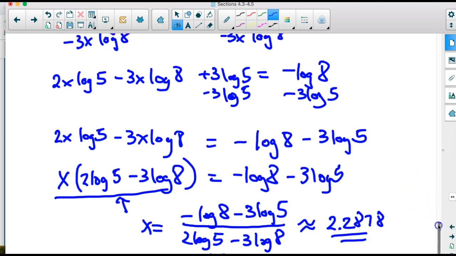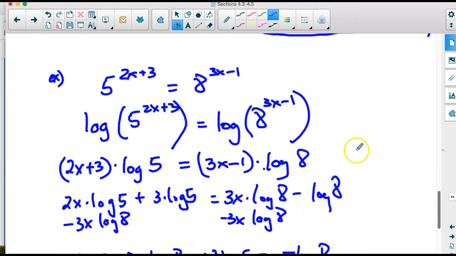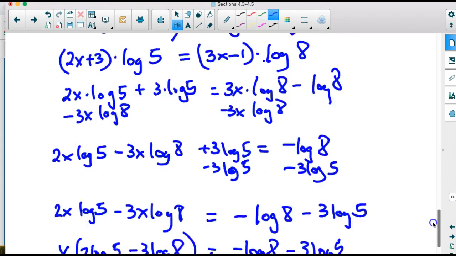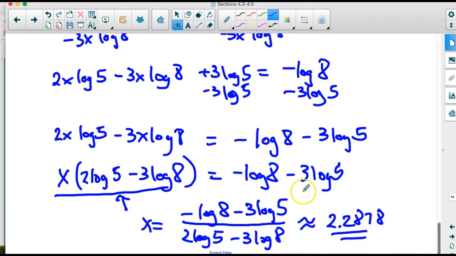And we could just double check that by putting that in here and seeing if they're close. If I put 2.2878 here and 2.2878 here, I should get approximately the same number on each side. That would be my check for this. Okay, so that's solving something like that, where we have to simplify both sides that way.